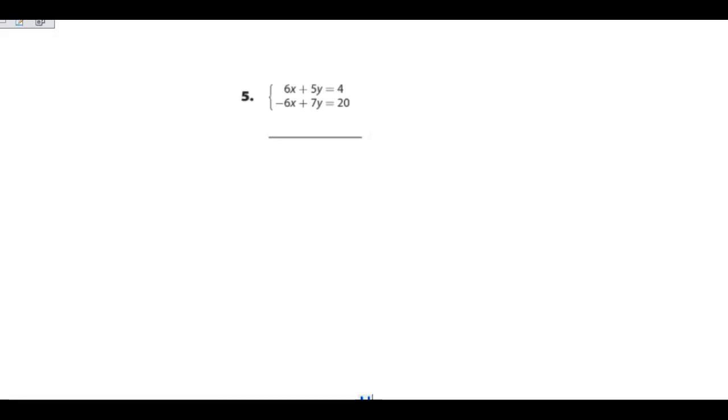On number 5, take a look at this. Which one are we going to eliminate this time? If you said the x's, you're correct. 6x minus 6x is going to give me 0 x's. So I'm going to write down my equations.